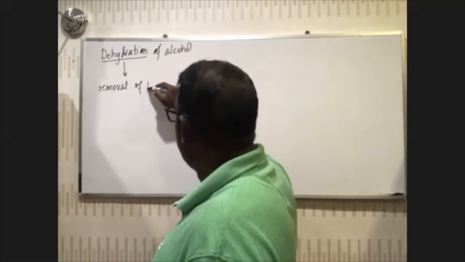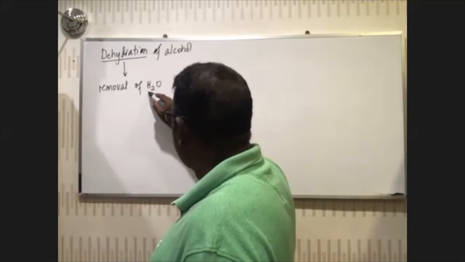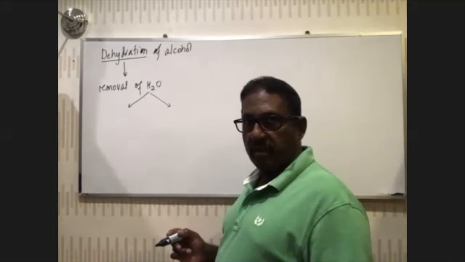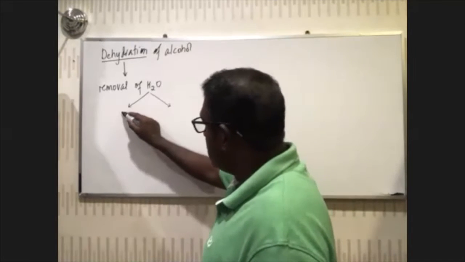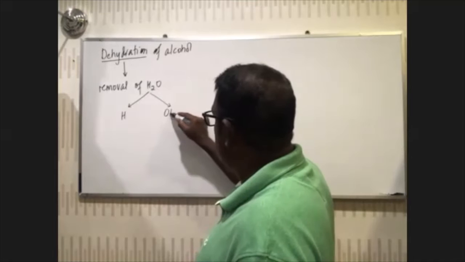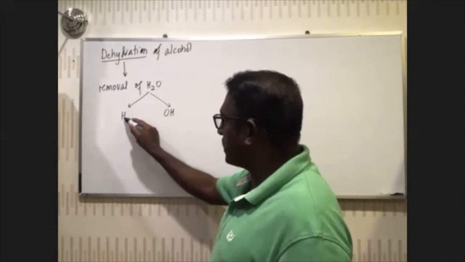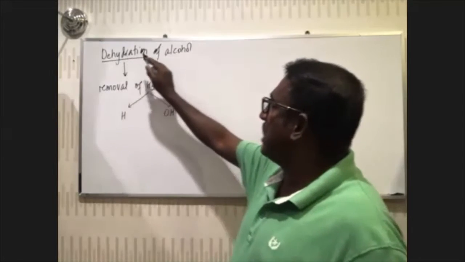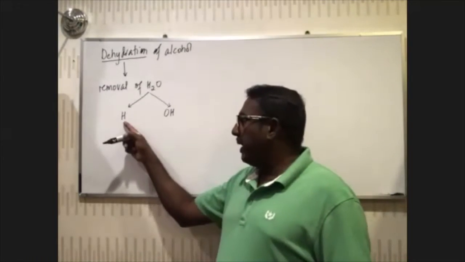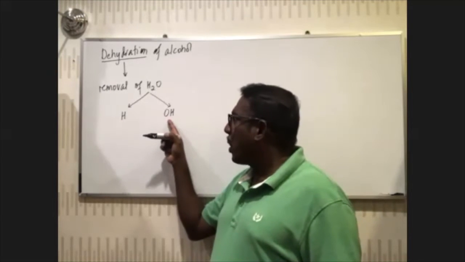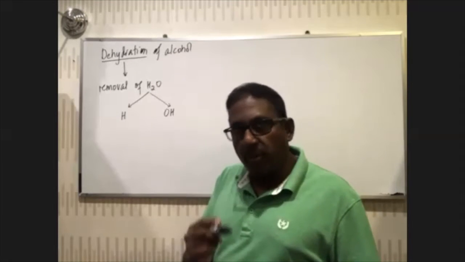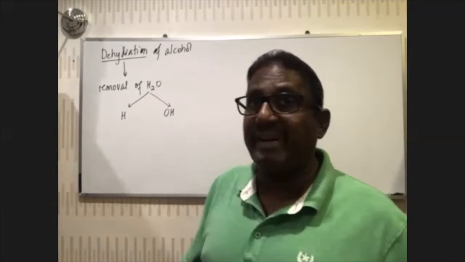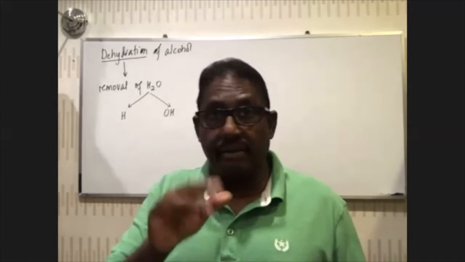Of water, H2O. Now, how have I said you must always look at water in organic chemistry? I always told you water must be seen as HOH. That means you are removing a hydrogen atom and an OH group. So during this dehydration of alcohol, one hydrogen atom and one OH group is removed from where? From the alcohol itself. Now remember, this is different from drying. Drying is different, dehydration is different.